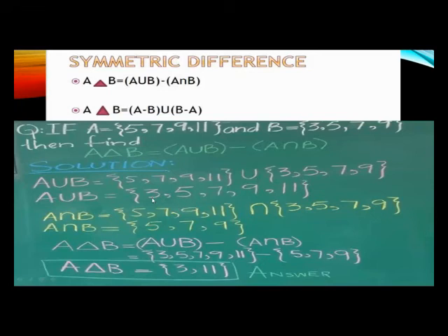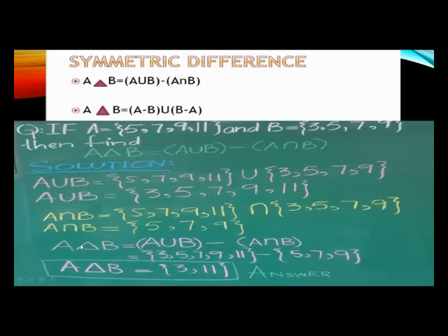We join the two sets, but write all elements in a sequence. So that's why we write 3, 5, 7, 9 and 11, and we observe that 5, 7 and 9 are the common elements, so they will be written one time only, and all the numbers are written in a sequence. The next is A intersection B: write set A, intersection sign, then B. For intersection we take all common elements, so we observe 5, 7 and 9 are the common elements, so we write 5, 7 and 9.